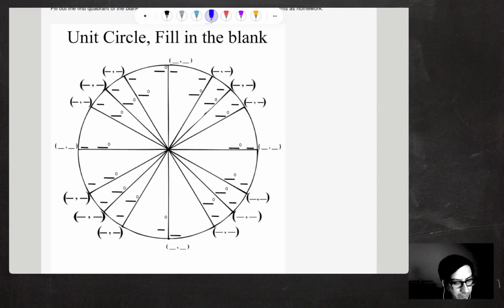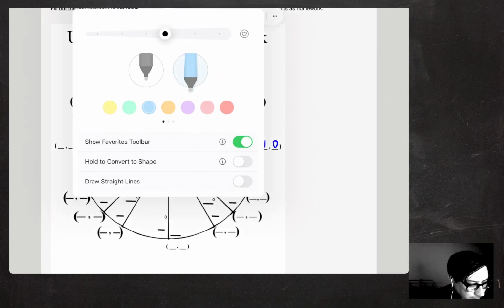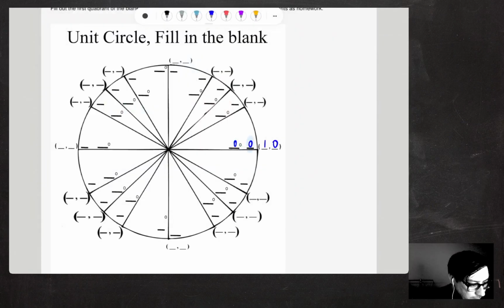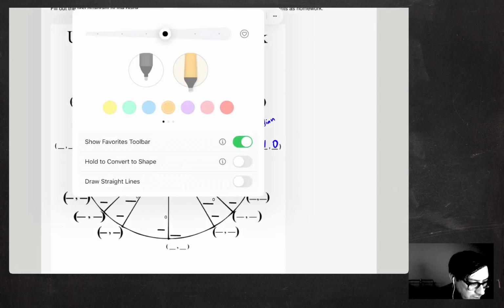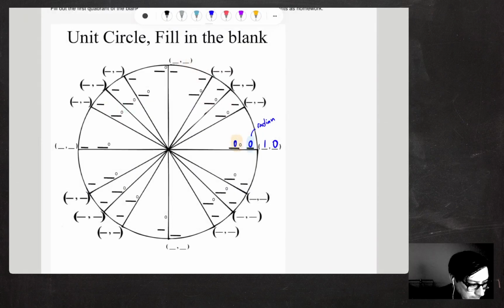This is 1 comma 0. And this notation is kind of tricky if you don't know it. Here is for degrees, so it's 0 degrees, but also 0 radians. So this spot is the radian. Let me color code this. Let's maybe do degree in orange. No, choose a different color. Let's do purple.